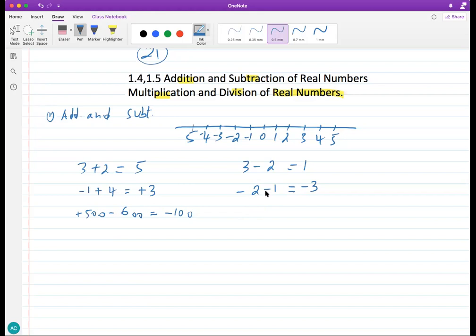What if the signs are the same again? We keep the sign and we add the two values. Let's say we have negative 300 minus 400. What is this equal to? Same idea as here, without the number line this time. What is the answer here to this operation? Anybody want to try?